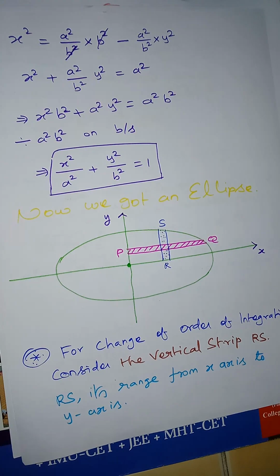So x squared b squared plus a squared y squared is equal to a squared b squared, as the b squared goes to the right-hand side. Divide by a squared b squared on both sides. The first term is x squared by a squared, the second term is y squared by b squared, and the right-hand side is 1. So we got an ellipse.